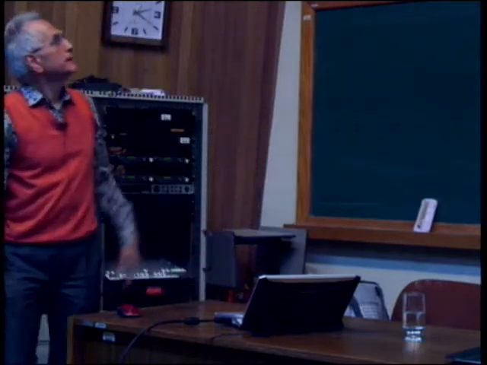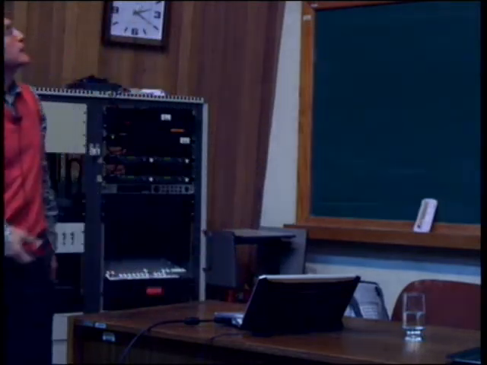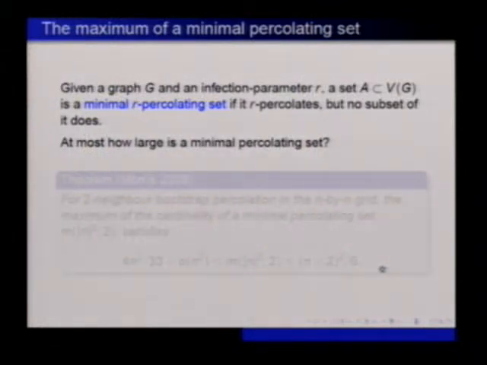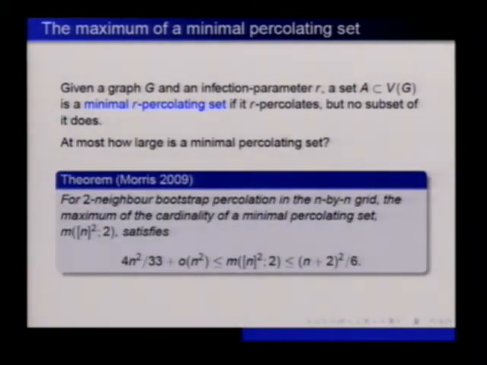And there are, quickly, other problems as well. Of course, you may take a percolating set which percolates itself, but no subset of it does. At most, how large can that be? So, can it be really large? And this is an early result of Robert Morris, in spite of his publication date, that on the n by n square you need somewhere between these two bounds.